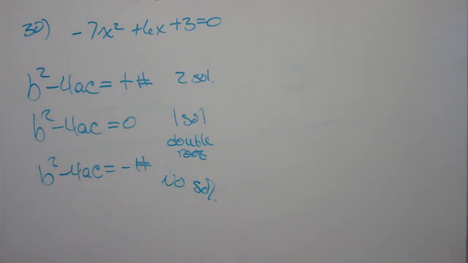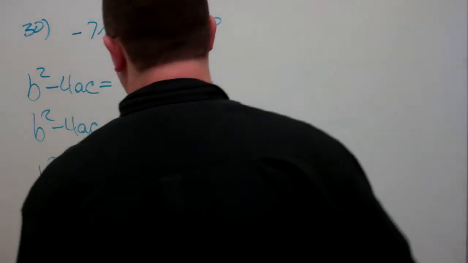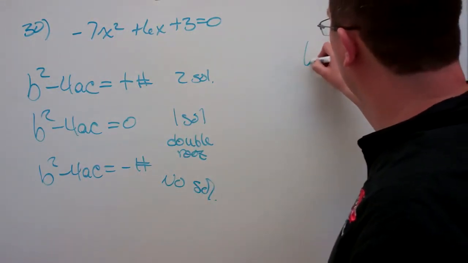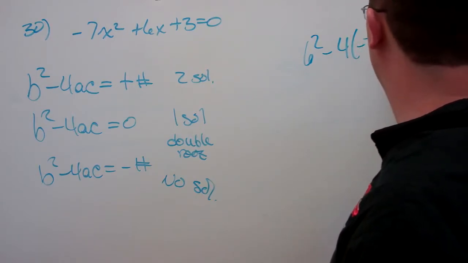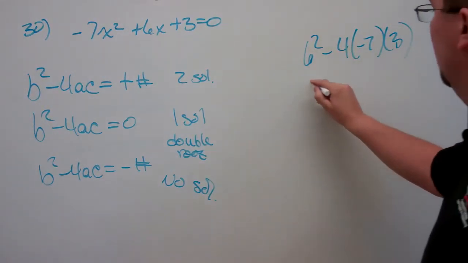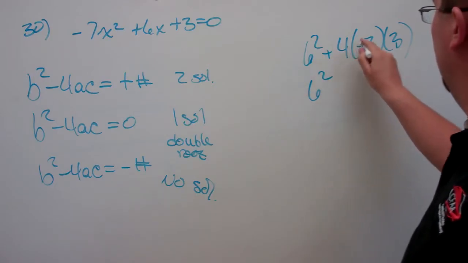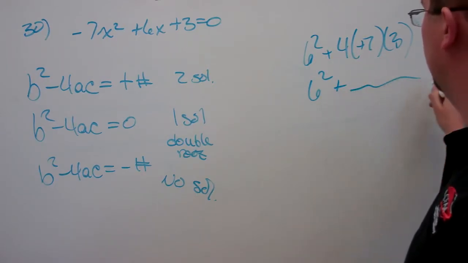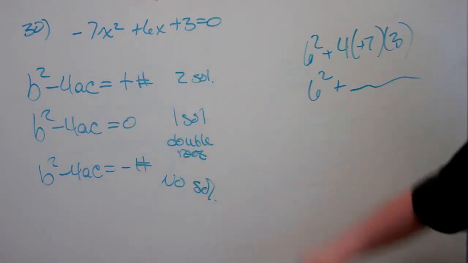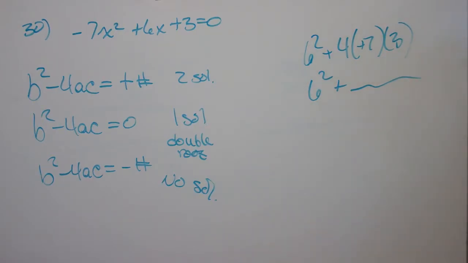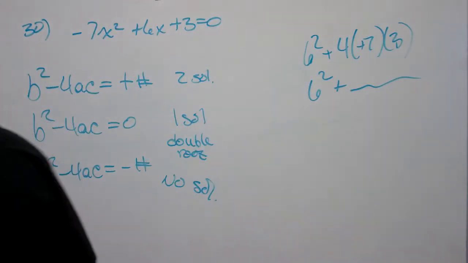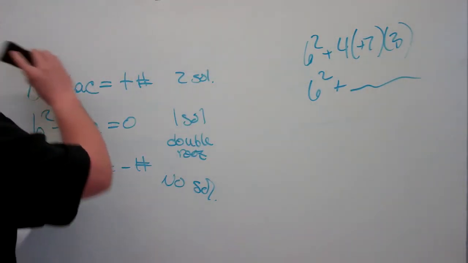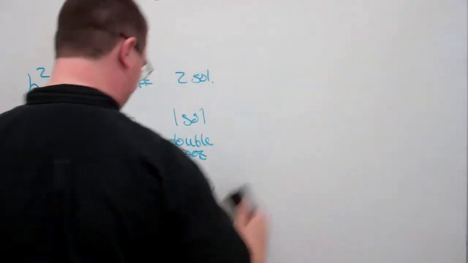Alright? So let's figure it out. B squared, 6 squared, minus 4 times negative 7 times 3. Well, 6 squared, double negative, that makes it positive. 6 squared plus anything is going to be a positive number. We have 2 real solutions. 30 is B. Alright, 30 is B. So as you can see, you really ain't even got to finish some of these. Alright, let's look at 31.